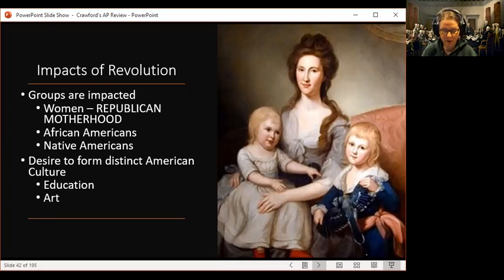When we look at Native Americans, there is no protection for them at all in the Treaty of Paris, and no one consults with them and no one asks them. They are completely ignored. Now, at this time, there's also a desire to form a distinct American culture, and we see that emerge for the very first time. There are ambitious plans drawn up for both state and national education, and there's various artists that paint various historical themes at this time, like Charles Willson Peale and Samuel Jennings.